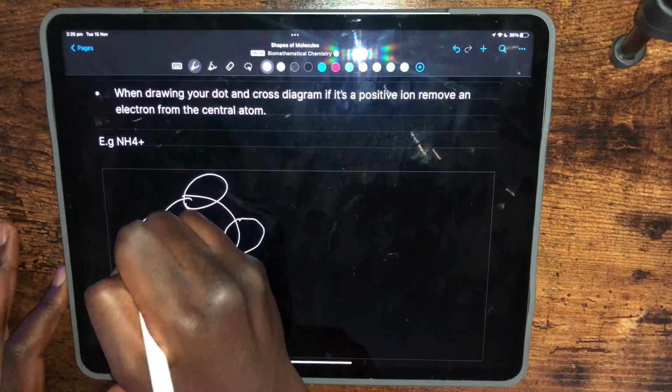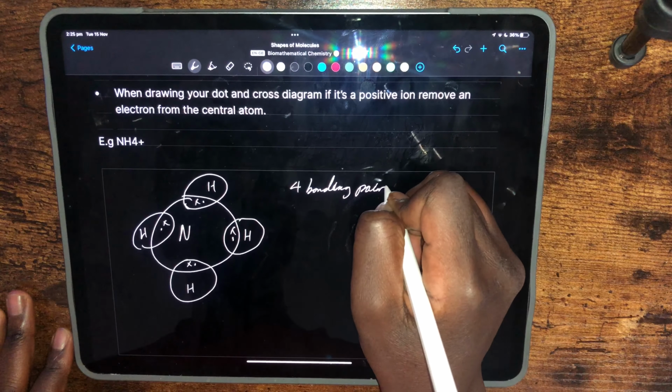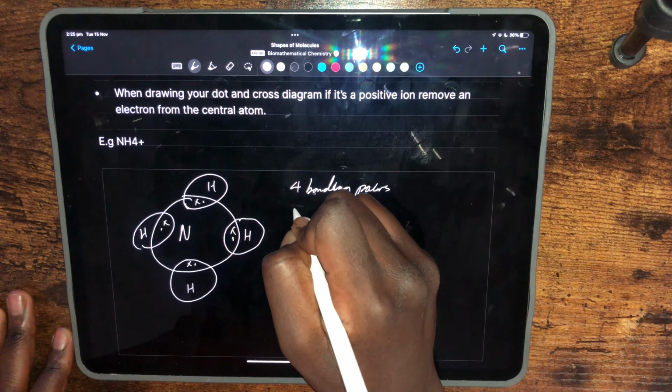So what we do is remove one in order for it to make sense. And this is why, so now you just have 4 bonding pairs and no lone pairs. I just write LP, 0 lone pairs, right? We already know what that is. That's just tetrahedral.